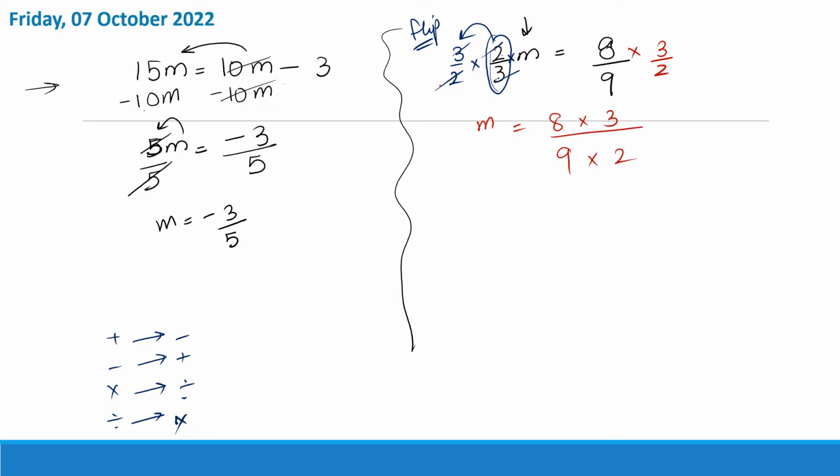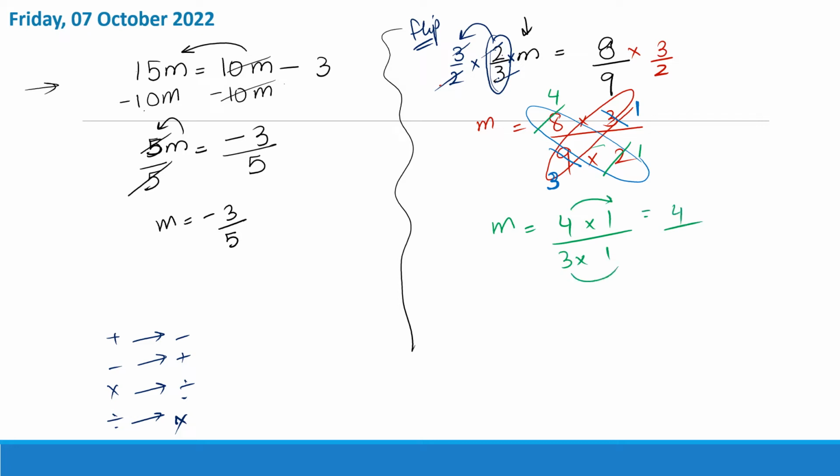Now look at this. 3 and 9 go in the table of 3, right? So 3 times 1 is 3 and 3 times 3 is 9. Also remember, this 8 and 2 go in the table of 2. So 2 times 1 is 2 and 2 times 4 is 8. So what is left? 4 left, 1 left, 3 left, 1 left. Now make it 4 times 1, 4, and 3 times 1, 3. Now 4 and 3 don't go in any table.